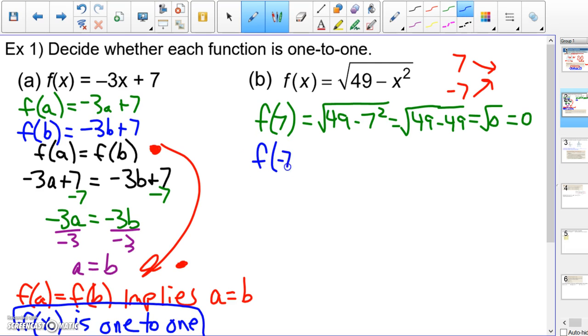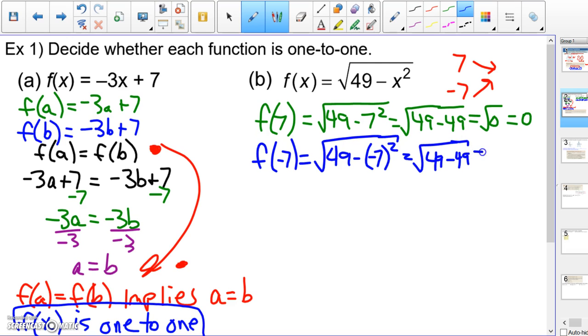Now I'm going to try a different number. If I try negative 7, square root of 49 minus negative 7 squared, be careful with your parentheses. When you square that, you're going to get square root of 49 minus 49. Square root of 0 equals 0. So what we just showed is that two different x numbers both go to 0. That's not 1 to 1.